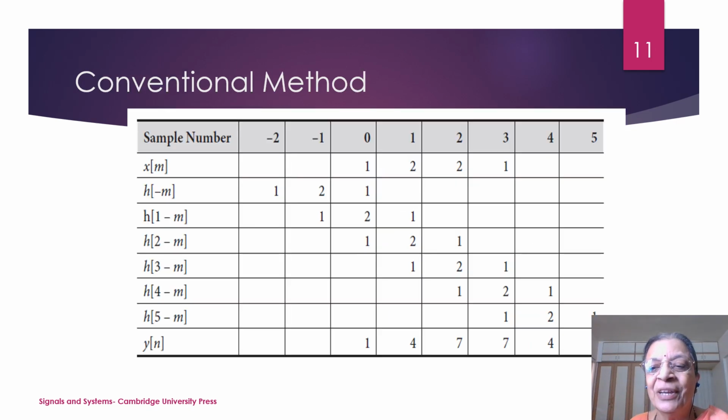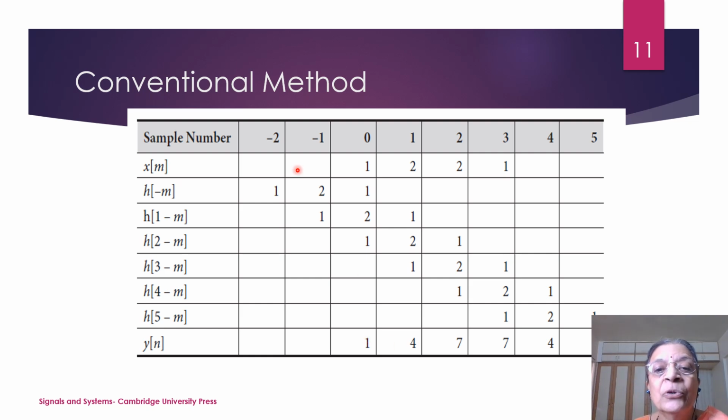So it is the same thing, we are getting the same output, but you have to see there are different methods. This is the conventional method. So I write x of m: 1, 2, 2, 1. Then h of m, I just invert. I write h of minus m: 1, 2, 1. Now what do I do? Firstly, I find 1 into 1. How much is that? 1 into 1 is equal to 1. So at n equal to 0, it is 1.